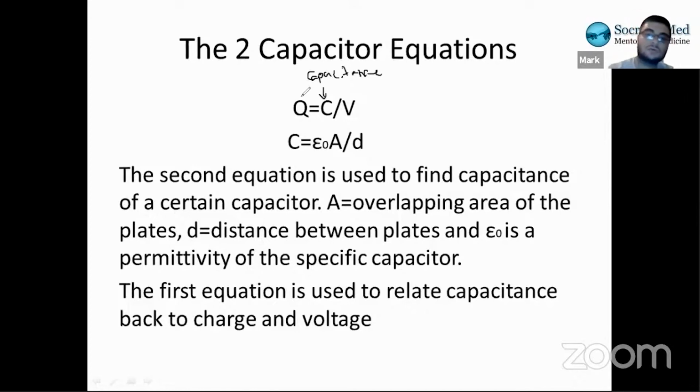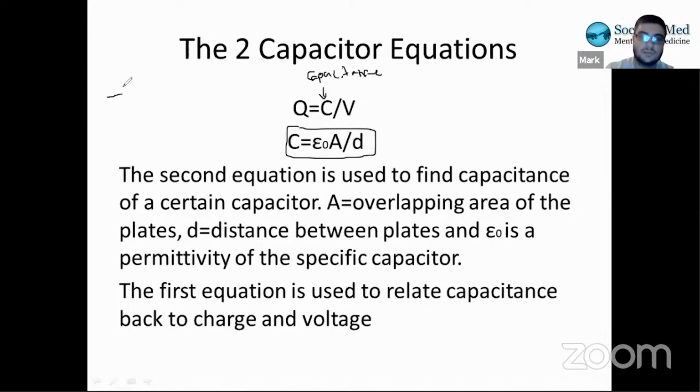Then there's also this equation, and this is how you actually find the capacitance of a certain capacitor without knowing the charge and the voltage. It's equal to epsilon 0 times A over D. Epsilon 0 is a specific number for the material you use, the permittivity of the specific capacitor. A is the overlapping area of the plate.